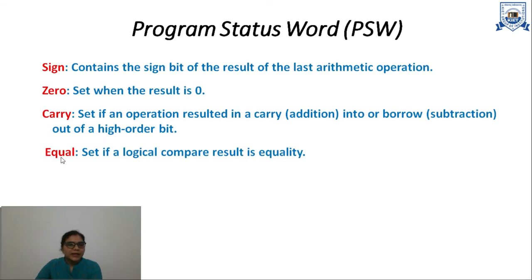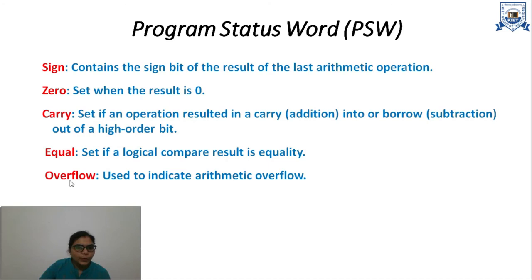Next, equal. The equal flag is set for equality when two numbers are compared with each other. Suppose 5 is compared with 5. Both the numbers are equal, so the processor will set the equal flag to 1. If both the numbers being compared are not equal, then the equal flag will be set to 0.